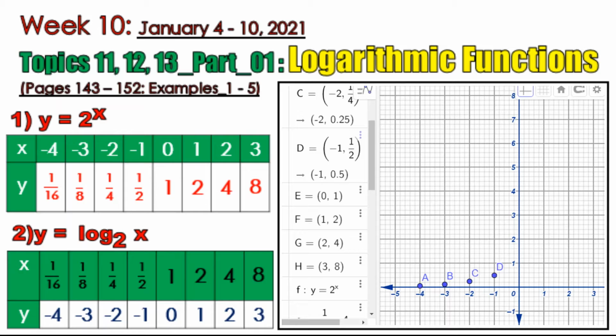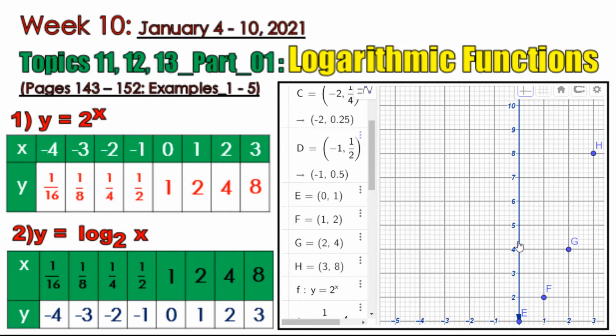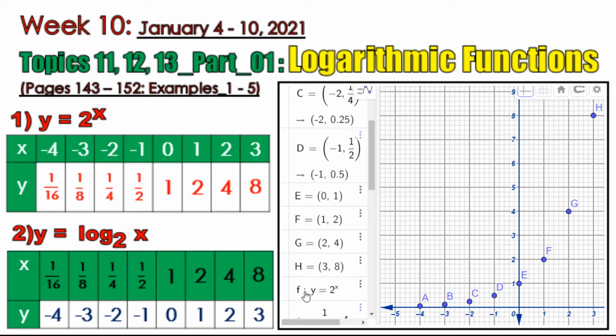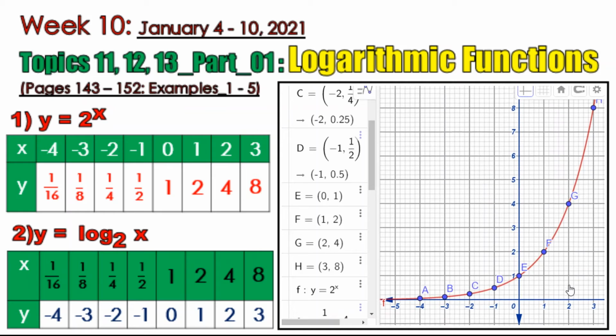Next point is 0, 1. We have also 1, 2, 2, 4, and 3, 8. So we have these 7 points, and we will be connecting these points. So our function is y is equal to 2 raised to x. So this is the graph of our first function.